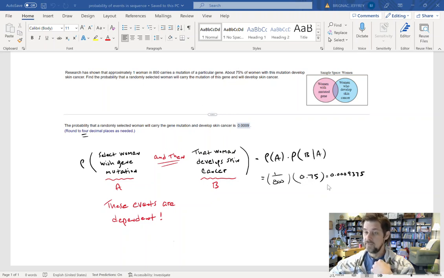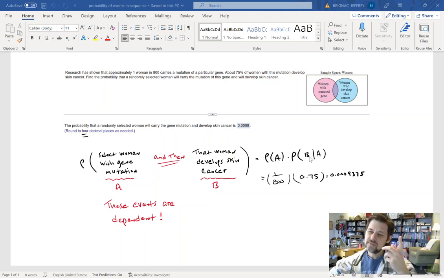Okay, so here I'm going to copy down that same formula I had, and I phrased the question like this: what's the probability that you select a woman with the gene mutation? Because you got this whole pool, this whole population. You select one, she happens to have the gene mutation, and then she develops skin cancer. Now, for shorthand, I say this is event A, this is event B. It would be the probability of event A happening times the probability of event B happening, given that A already happened. Now, the probability of event A, select a woman with a gene mutation, well, that's 1 out of 800. It says so right here.